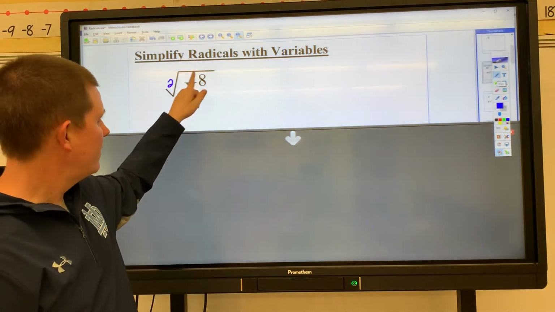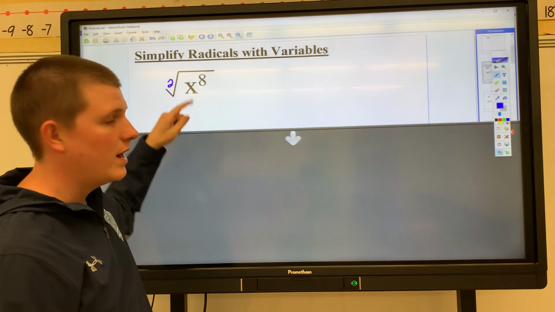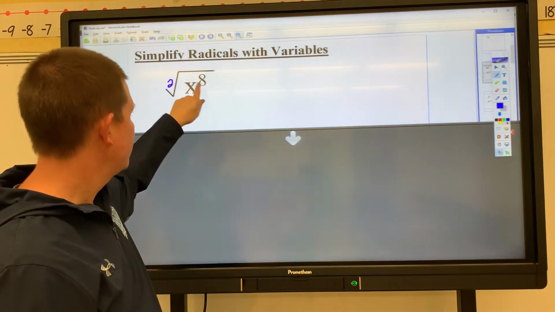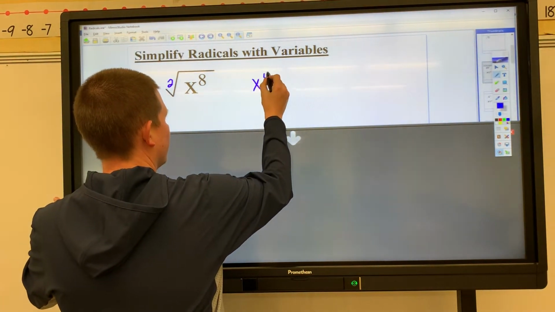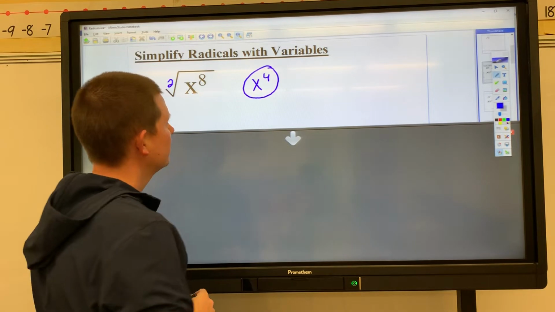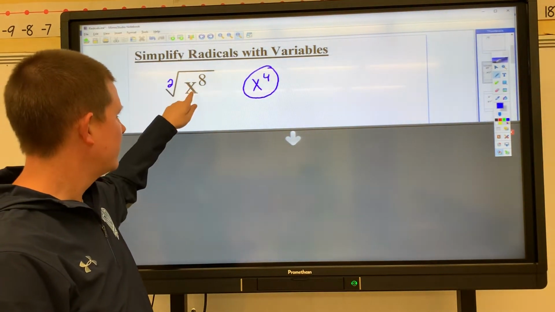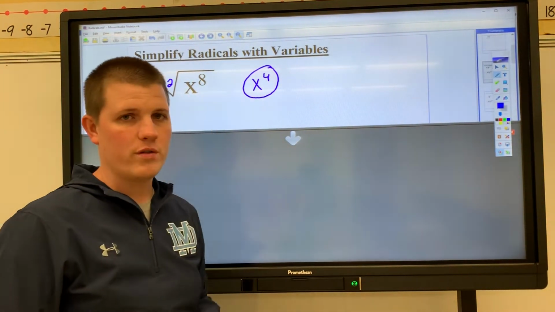So to simplify this down, it's really simple: you're going to take this exponent and divide it by 2. And that is going to be your answer. So in this case, your exponent is 8. 8 divided by 2 obviously is 4. So our answer is x to the 4th. We answered the question, what is the square root of x to the 8th? The answer is x to the 4th.